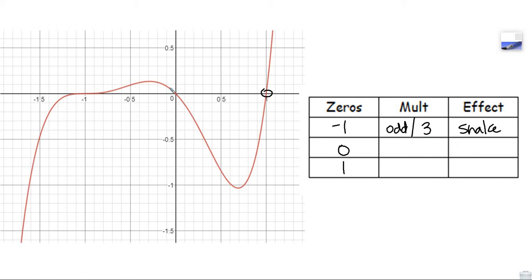So 0 is a nice straight cross. So that has to be a multiplicity 1. There's nothing else going on there. Again, the same thing with 1. It's a multiplicity 1, so it has to be a straight cross. Okay?